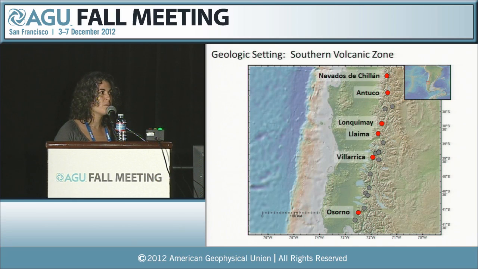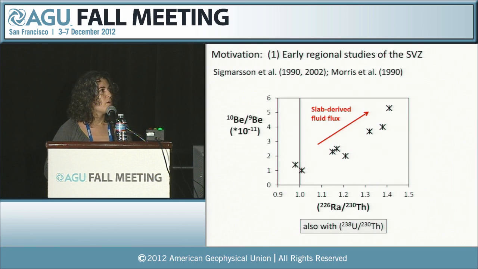So I'm going to focus on 60 samples that were analyzed for uranium, thorium, protactinium, and radium U-series disequilibrium, and also talk about some of the new beryllium-10 results. These were done by Jörg Schaefer, and he has invoked a leaching technique to get rid of meteoric contamination. So the motivation for this study is in 2 parts.